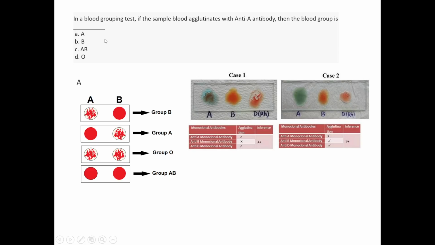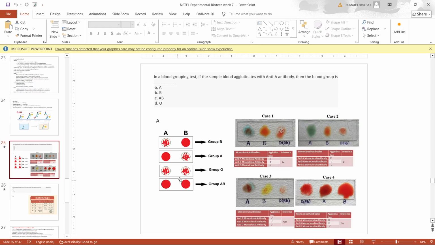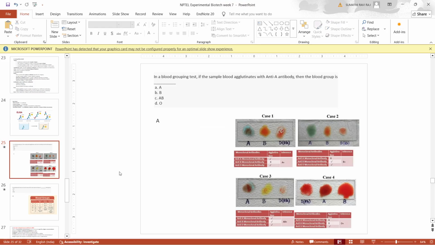So yes, it has antigen A. So when you add anti-A antibody, it will agglutinate. Then if you have a blood which is B, if you add anti-B antibody, it will agglutinate with B. If you take the sample and add antibody A in one drop and antibody B in another drop, if it is an AB blood group, it will agglutinate in both. I think this picture is confusing. I better delete this.